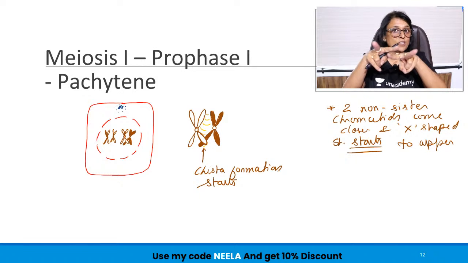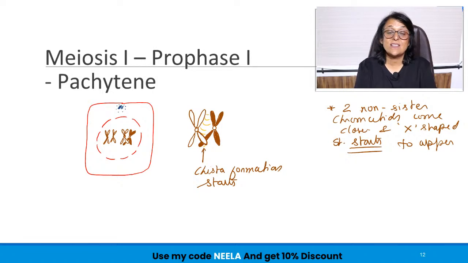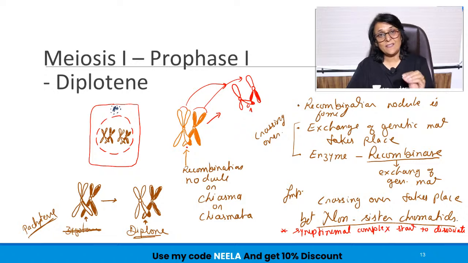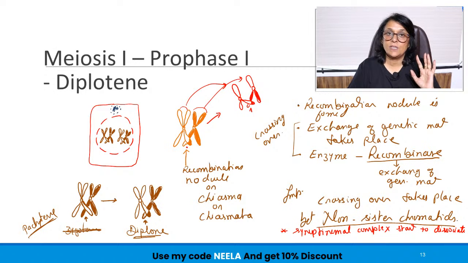But actually there is no fusion. So we say the process begins. What is the process? Crossing over process, exchange process. It begins. Recombination nodule is not formed yet. So this is a shorter stage. Everything major takes place in Diplotene.